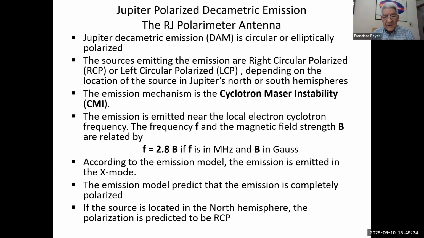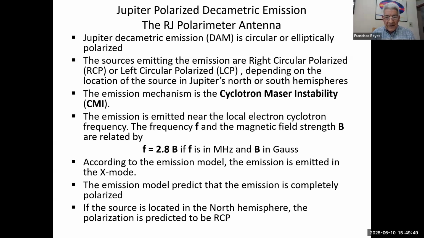According to all the models, the emission is emitted in the X mode of the cyclotron maser. There is an O mode, ordinary mode, but it seems that the intensity is too low, so that normally the X or extraordinary mode is the one that is being considered for doing that.